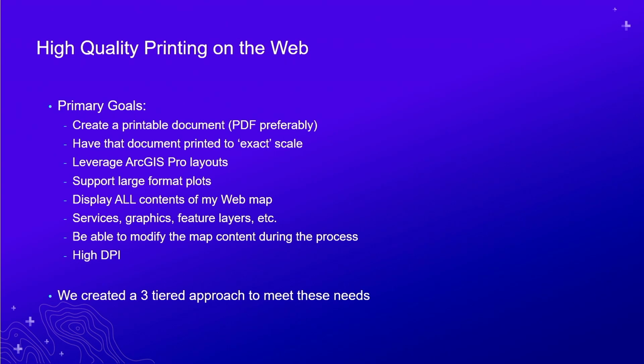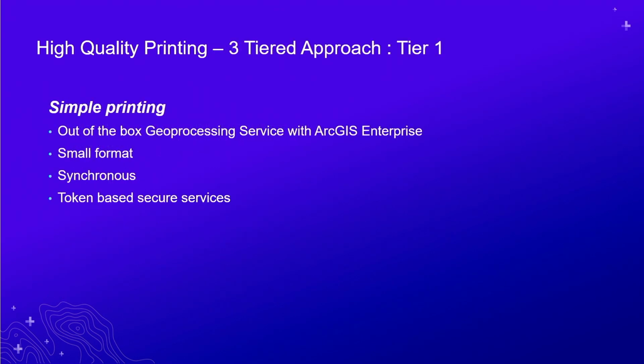We've created a 3-tiered approach. So depending on what exactly you're looking for from this list, you'll choose one of these tiers of options. The first tier, tier 1, we just call this simple printing. This is to use the out-of-the-box geoprocessing service with ArcGIS Enterprise. This is pre-deployed with ArcGIS Enterprise. You just have to enable the service.